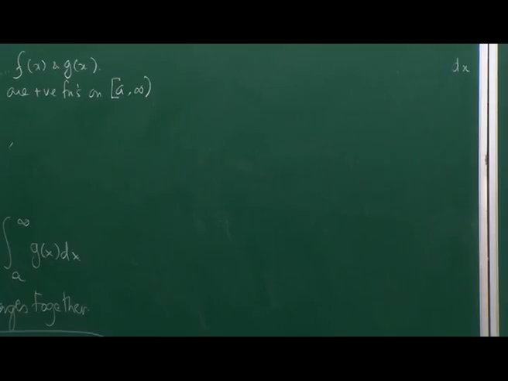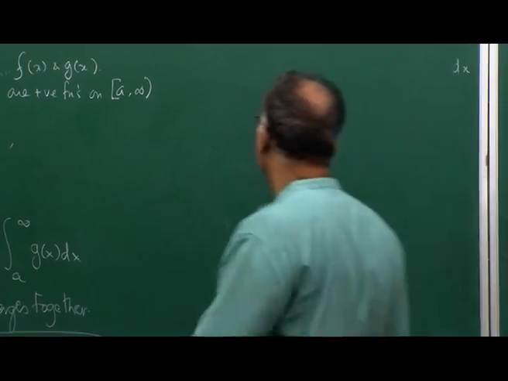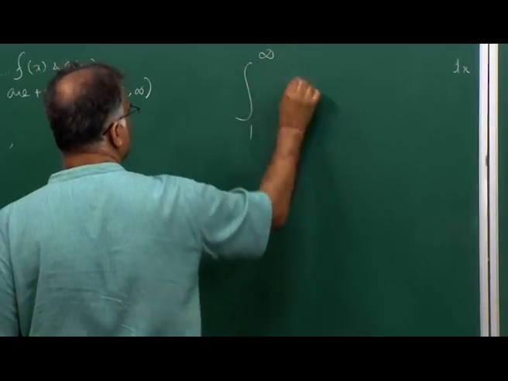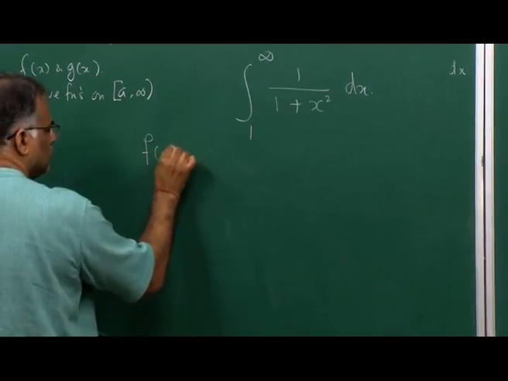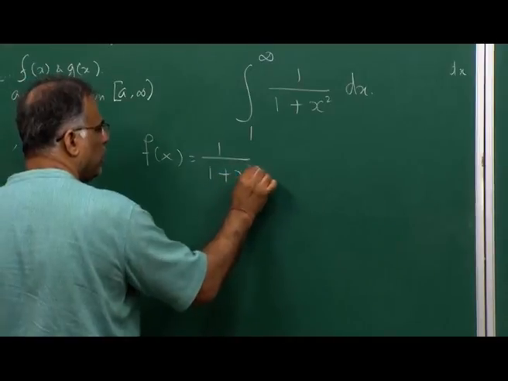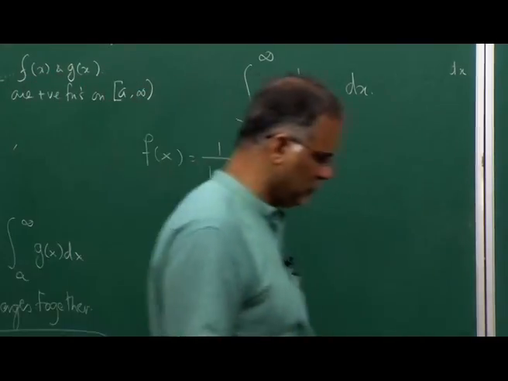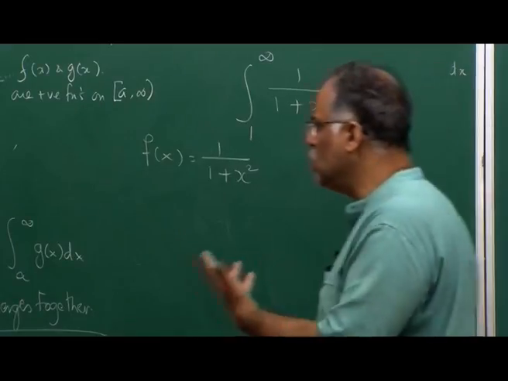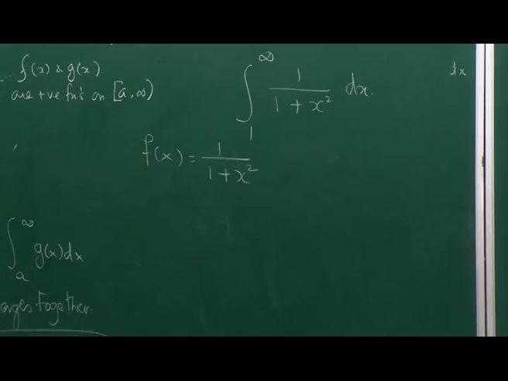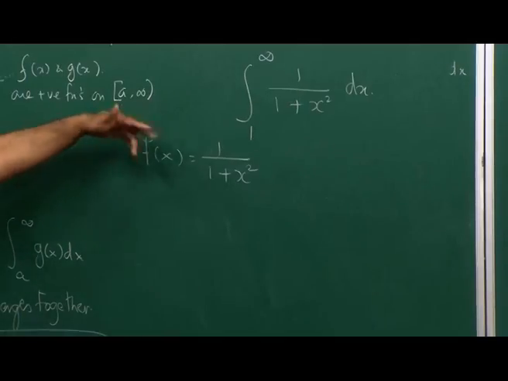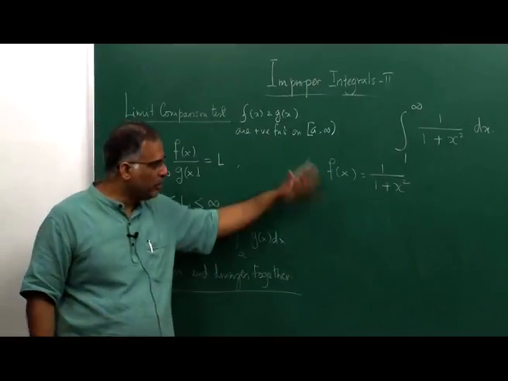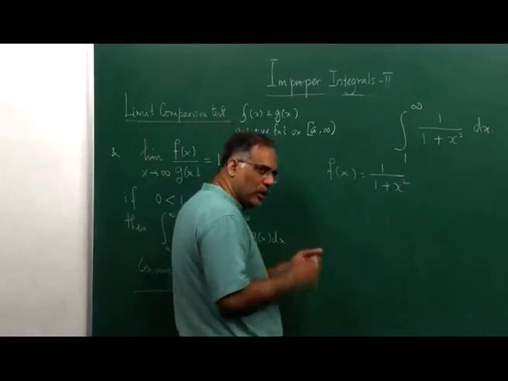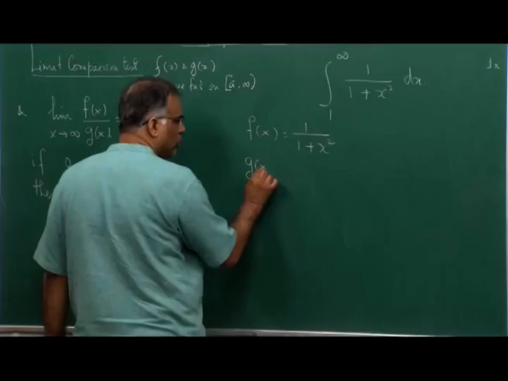This example is from Thomas and Finney, and they look into this function, this integration. So, your f(x) is equal to this. Obviously this is continuous on 1 to infinity. What we know is that x square is less than or equal to 1 plus x square, because this is positive. So, 1 by 1 plus x square is less than or equal to 1 by x square. By the comparison test also you can prove that. So, 1 by x square could be my g(x). Suppose I choose g(x) equal to 1 by x square.